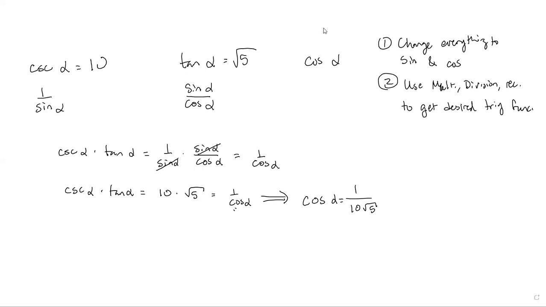That's not good. So we're going to multiply the top and the bottom by that radical, only the radical. And when we do that, on the top we get square root of 5. 1 times square root of 5 is square root of 5. On the bottom, we have 10 times square root of 5 times square root of 5, which is square root of 25, which is 5. So we have 10 times 5 on the bottom. So that's square root of 5 over 50. And there you go. That's our cosine of alpha.